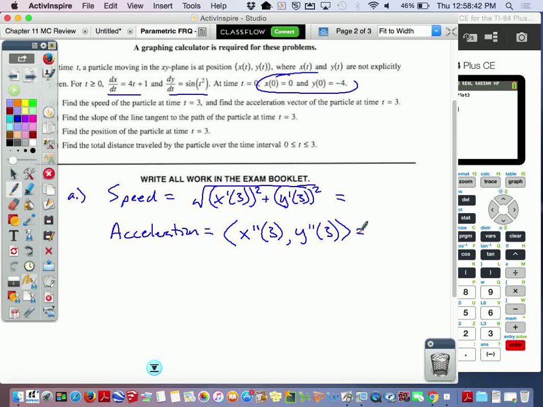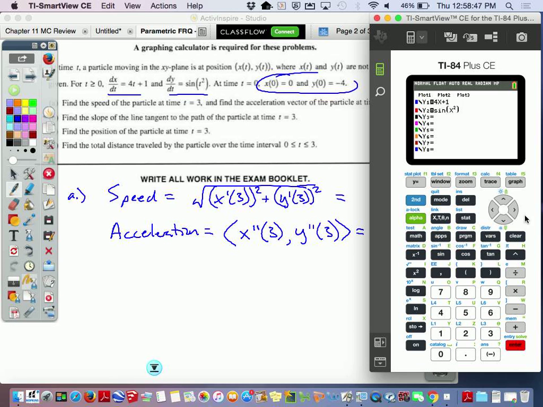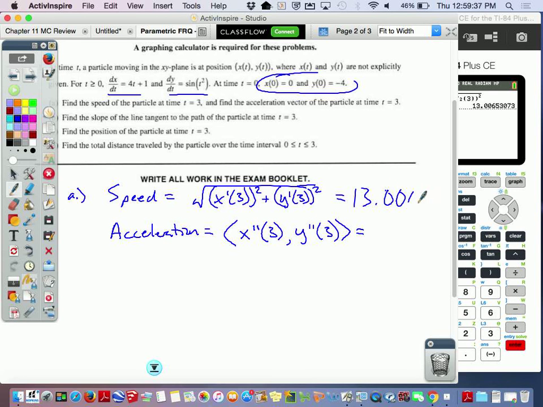So let's talk about how we can use our calculator effectively for that. What I did before I started taping here is I put the derivatives into y equals. So I've got x prime in y1, y prime in y2. To get the speed, we'll do the square root, and then I bring up x prime of 3, square that, plus y prime of 3 squared, and then let's hit enter, and that gives us 13.006 or 13.007. Either of those would be acceptable.